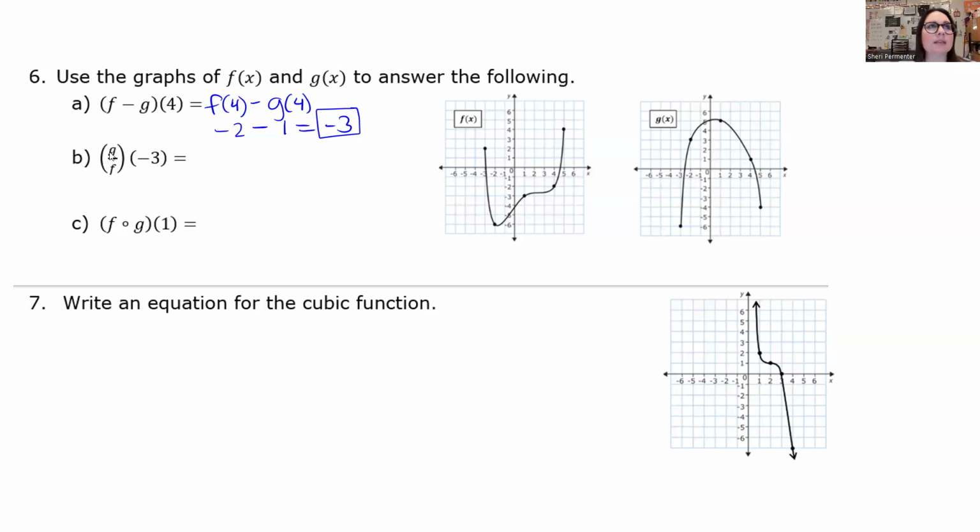The next one, this is g of -3 divided by f of -3. So I'm going to rewrite it like that. g of -3 divided by f of -3. And I'm going to go find each one of those on my graph. g of -3. On my g graph, I know this is the g graph because there's a g. On the g graph, I'm going to go to -3. When I go to -3, my graph is down here at -6.